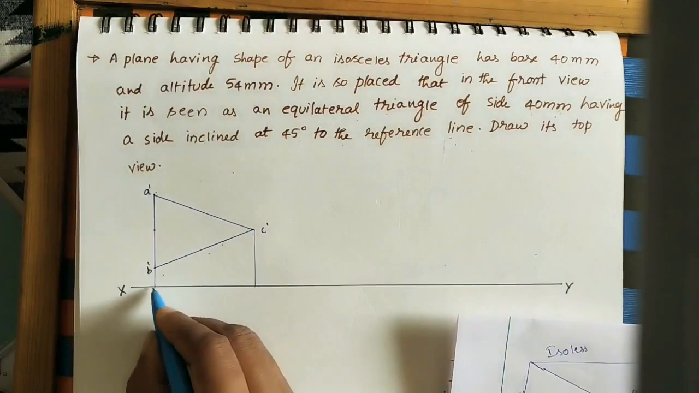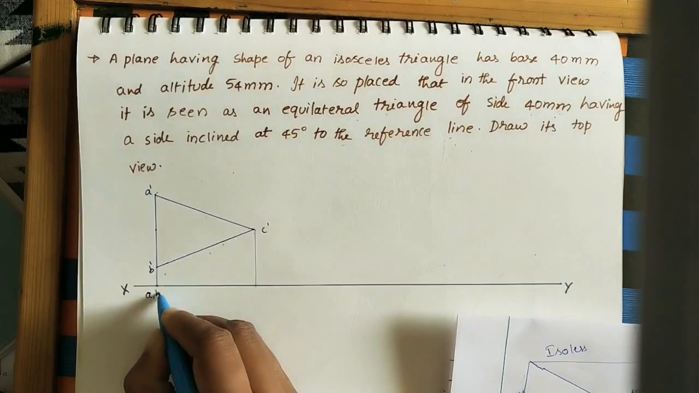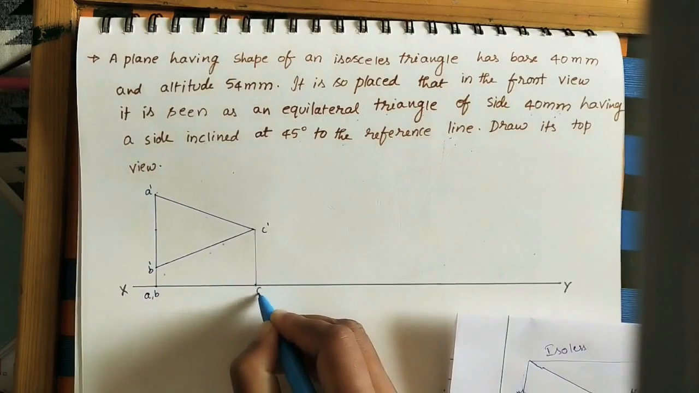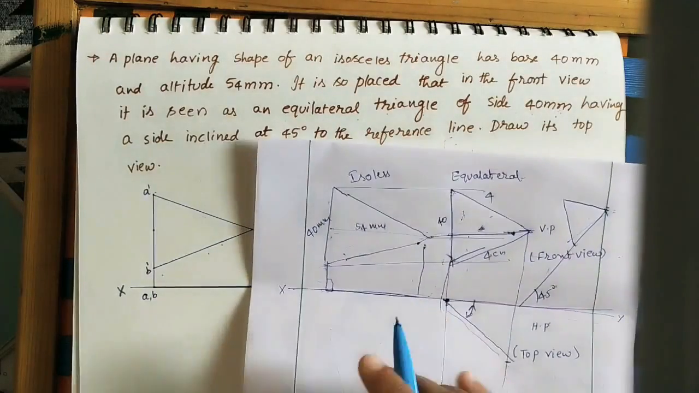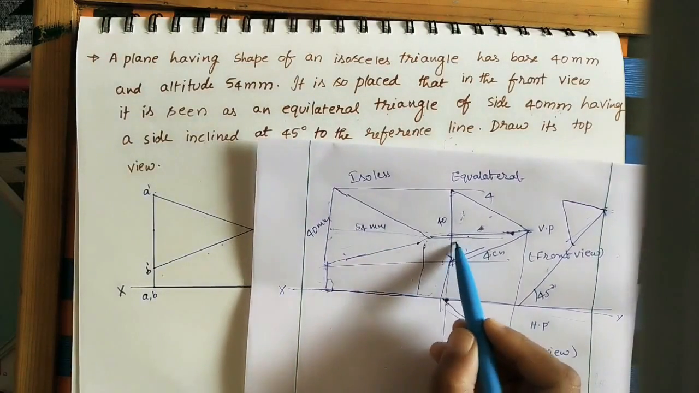Now A and B should come at the same place. I am using small a, small b for top view. Here this is small c. Make it dark. Okay. Here after that, after this triangle, take some gap here, any gap.